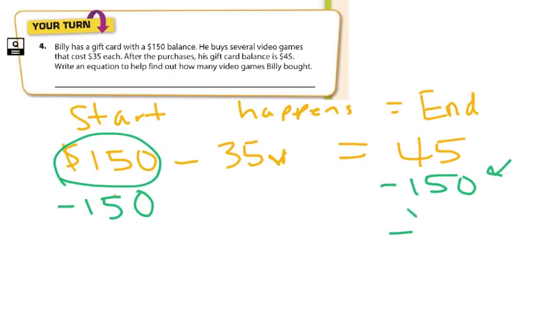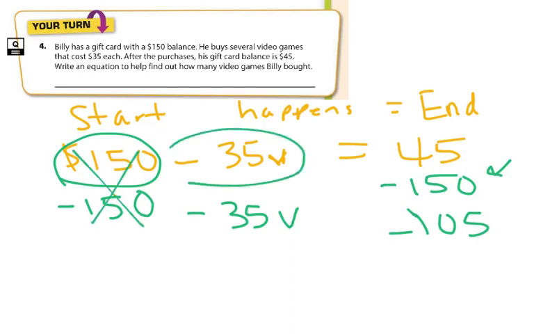And I'm going to subtract these two, remember that? And so I'm going to end up with 105. Got that? And on this side, I'm left with negative 35v. These two are canceled out, but I'm left with this negative in front of it because there's a negative right there, so I'm left with that negative. So negative 35v equals negative 105.